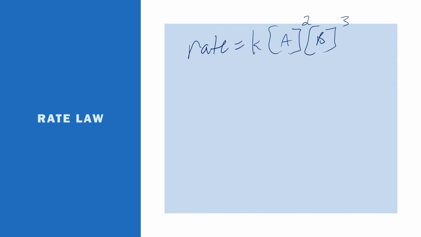And the way this is written now, basically the concentration of A squared times the concentration of B cubed times some constant will give us the rate of the reaction. So it gives us the relationship there as A changes by a certain amount and B changes by a certain amount. How does that affect the speed of your reaction?